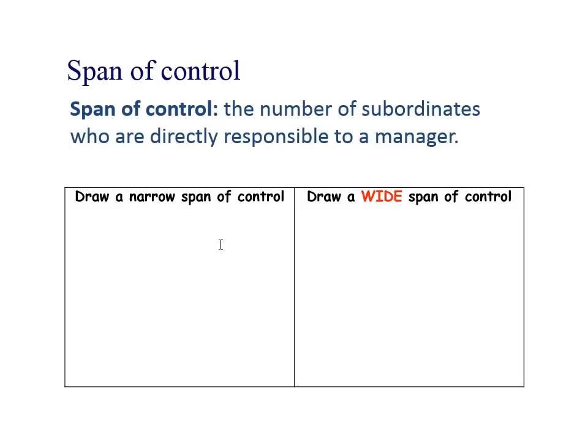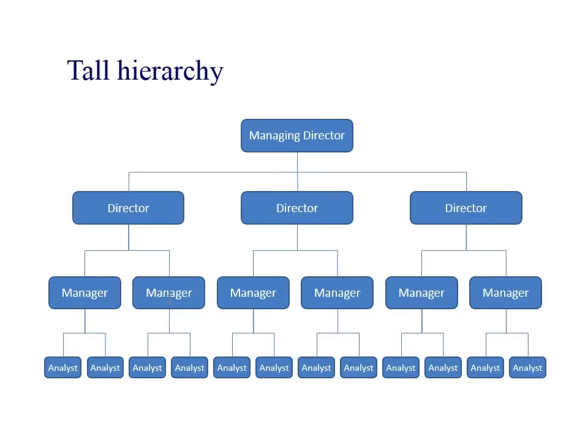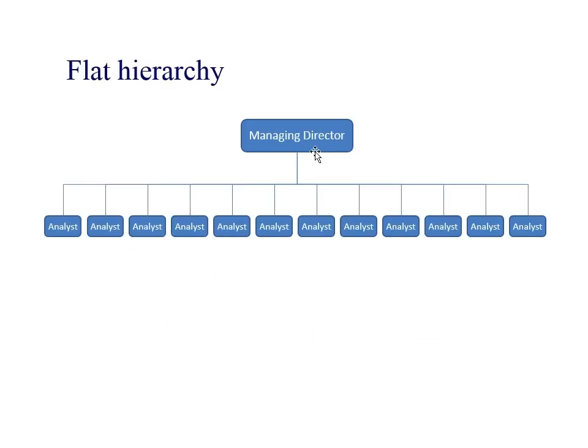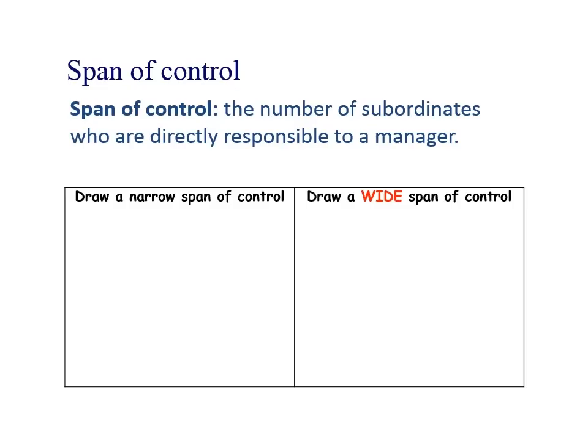Okay, so span of control basically is the number of people who are directly responsible to a manager. So if I take you back to this slide, we can see this manager has control for 2 people here. So I would call that a narrow span of control. Whereas here we've got this managing director, and they have a responsibility for all of these analysts. So we've got 3, 6, 9, 12 analysts under them, so a really wide span of control.